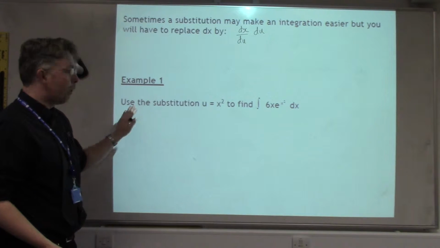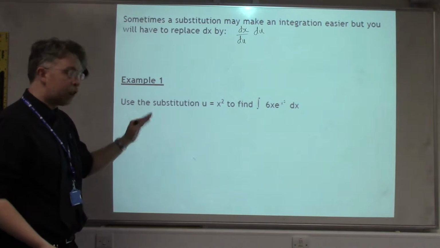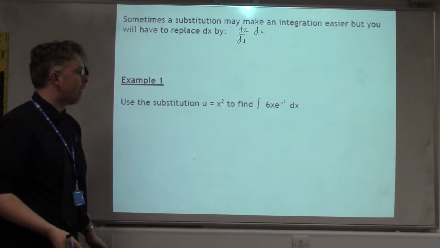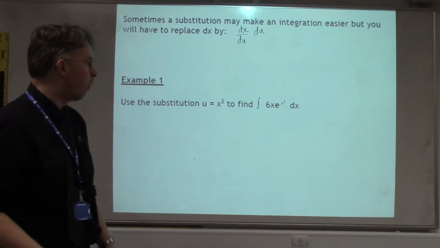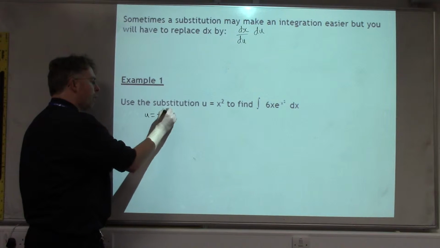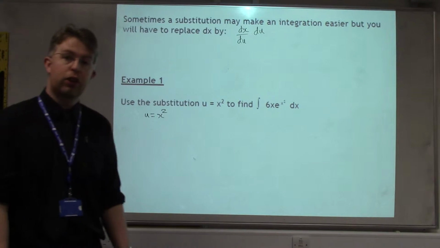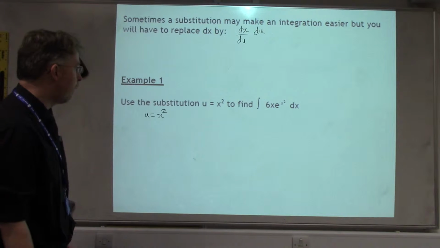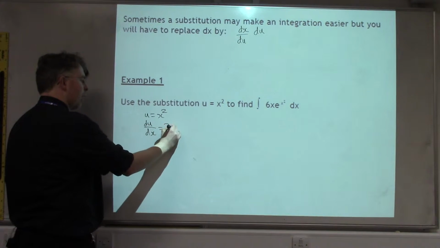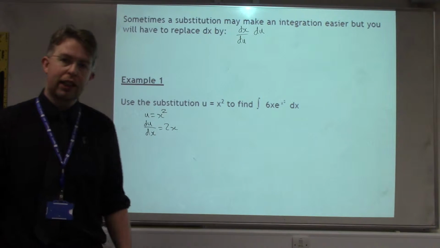In this example, and most examples in the exam, you'll be told what substitution to use. So use the substitution u equals x squared to find the integral of 6x e to the x squared dx. With any substitution question, the very first thing you should do is differentiate the substitution. That will immediately gain you a quick mark. So du by dx is equal to 2x in this case.